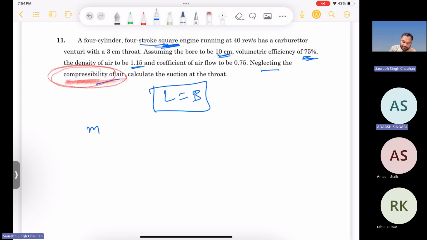So you can write in terms of mass flow rate. Throat area.